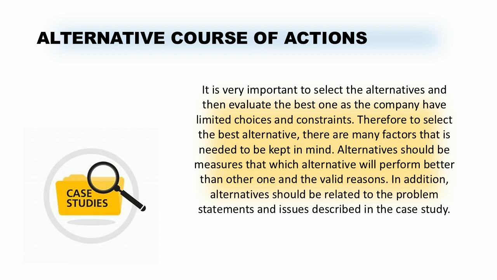Next process is the alternative course of action. After natin ma-identify yung strengths, weaknesses, opportunities and threats ng isang company, we will start evaluating different alternatives. Sabi nga natin, it is very important to select the alternatives and then evaluate the best one as the company has limited choices and constraints. So, paano naman natin mapipili ang best alternatives? So, we will create the matrix ng advantages and disadvantages of all the alternatives, and then yung alternatives na may pinakamaraming benefits sa company at may pinakakonting disadvantages, yun yung alternatives na pwede nating i-recommend for action planning.